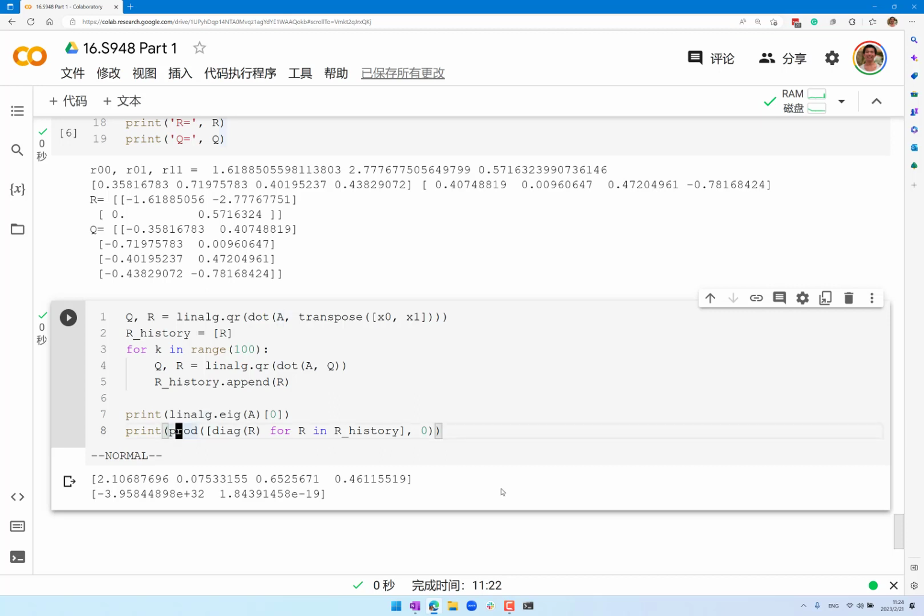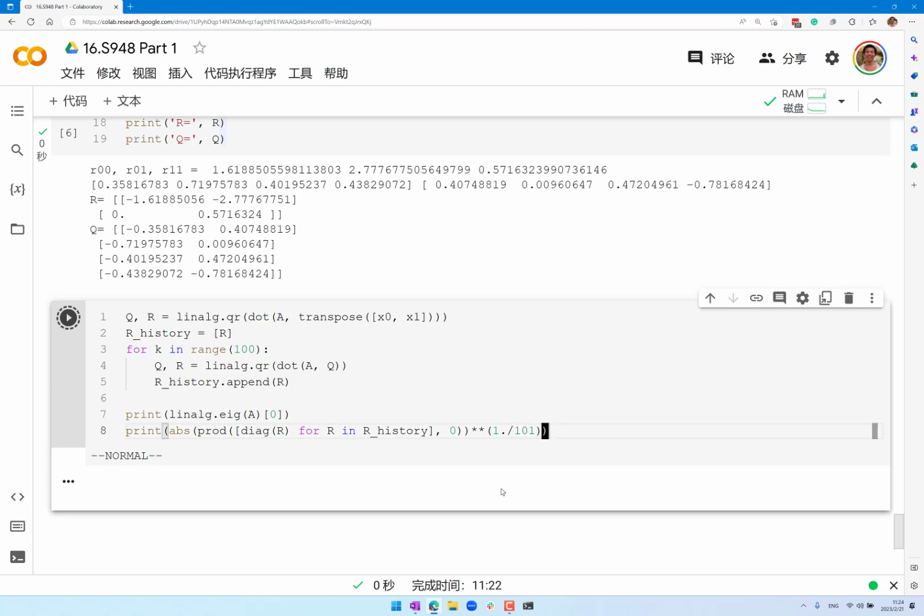Okay, so let's see if that's the case. If we take the absolute value of these and take the power of 1 divided by 101, let's see if we get the right thing. Okay, so we did get these two numbers, right? One is, up to 3 digits, the largest eigenvalue in magnitude, and the second one, again up to 3 digits, is the second largest eigenvalue.